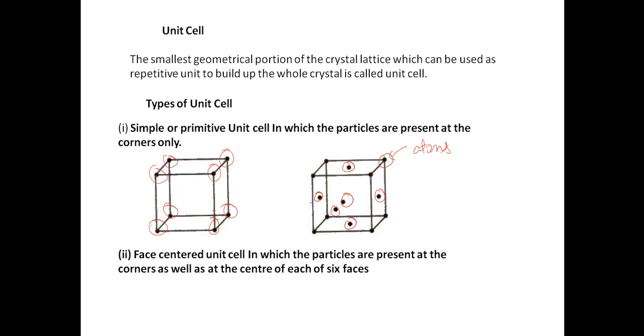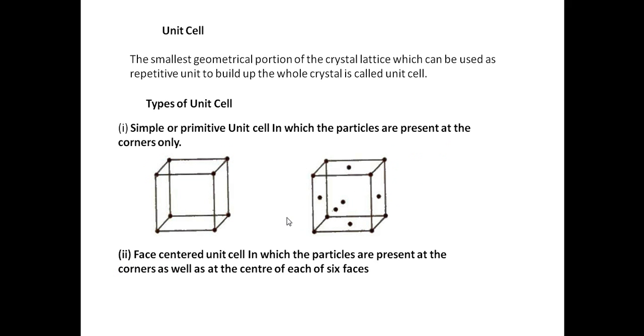1, 2, 3, 4: these are the 4 walls of the room, and the first one is the roof and the second one is the bottom or floor of the room. So it will contain the 6 atoms which are present at the 6 faces: 8 atoms at the corners and 6 atoms at the faces. Such a kind of unit cell is known as face-centered unit cell.